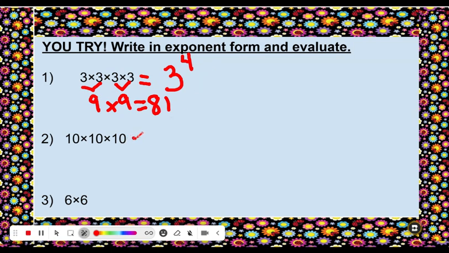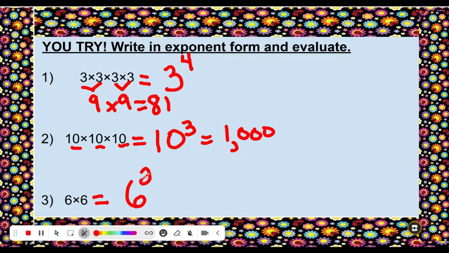Second one, 10 times 10 times 10. So 10 is our base, and it is to the 3rd power. So when we have powers of 10, 10 times 10 is 100. 100 times another 10 is 1,000. So you just have to write a 1 with 3 zeros. So that is 1,000. Okay, so 6 times 6, so it would be 6 squared, or 6 to the 2nd power. 6 times 6 is 36. Great job.